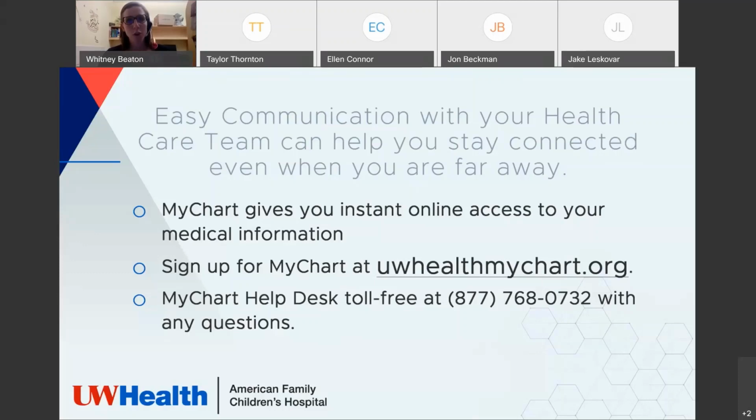So just wanted to promote the use of MyChart. It's a great way to stay connected with your healthcare team, even if you're further away or not at home any longer. MyChart gives you instant access to your medical information. You can sign up for MyChart at uwhealthmychart.org or call the MyChart help desk at the toll-free number shown here, 877-768-0732, and they can help you get connected with MyChart.